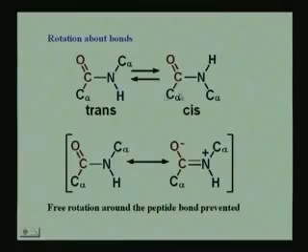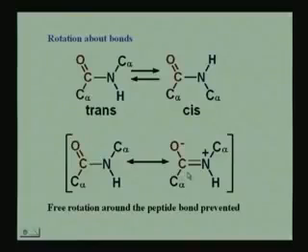I can have a cis peptide also, okay? But what happens to a cis peptide? I have the C alphas on the same side, and if I have C betas on top of this, what is going to happen? There might be a steric clash, which is the reason why you have more trans peptide bonds than you have cis peptide bonds.